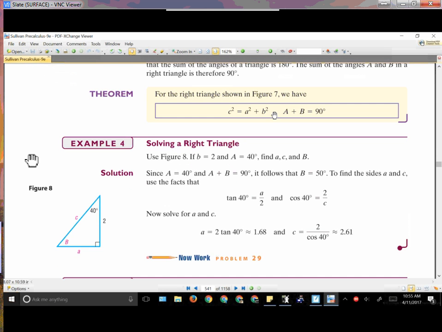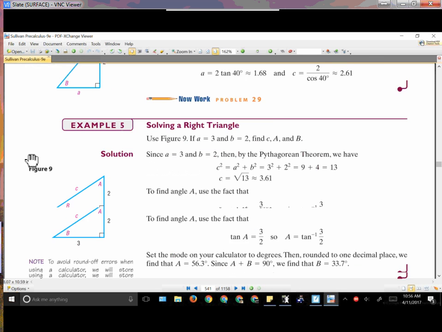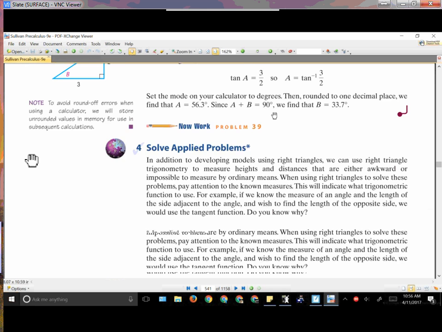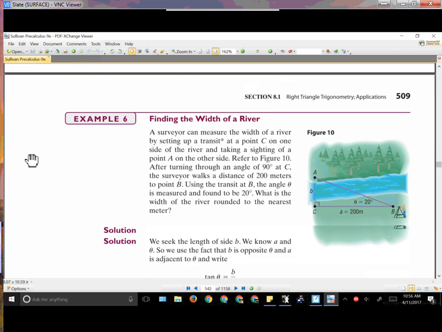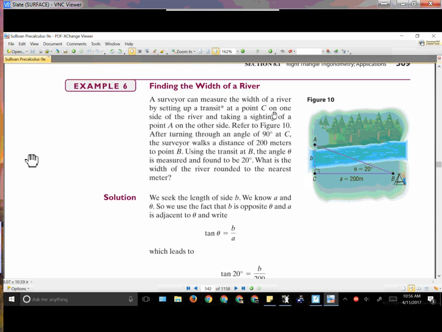So, Pythagorean theorem. Nothing new there. A plus B is equal to 90 degrees because we are working with the right triangle. So nothing new there. Nothing new over there. Width of a river. Okay. Let's talk about that one.